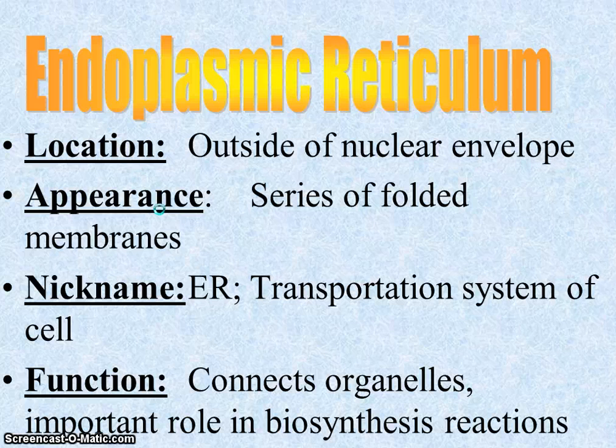Okay, so now we're going to talk about the ER, or the endoplasmic reticulum. So if you remember, we said ribosomes can be attached to the sides of the ER. So this is what we're going to talk about. The ER is often next to the nucleus, and there are two main types. There's a smooth ER and a rough ER. It looks like a series of folded membranes, and we could kind of call it the transportation system of the cell because it does connect things within the cells. And it's very important in biosynthesis reactions, especially making proteins.